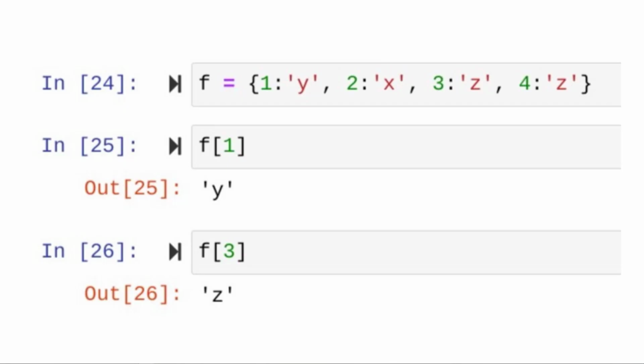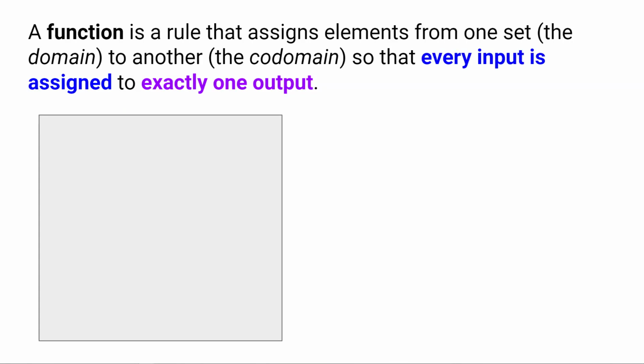We can even use function-like syntax using square braces instead of parentheses to see that f of 1 equals y, f of 2 equals x, and so on. There's two nuances about functions we need to discuss before moving on. First, the definition of a function says that it's a rule that assigns elements in the domain to elements in the codomain in such a way that every input is assigned to exactly one output.